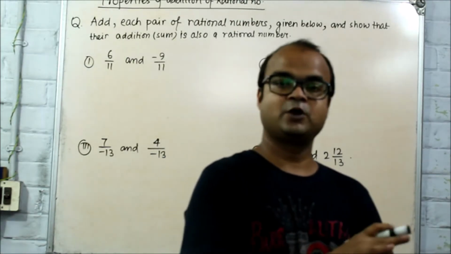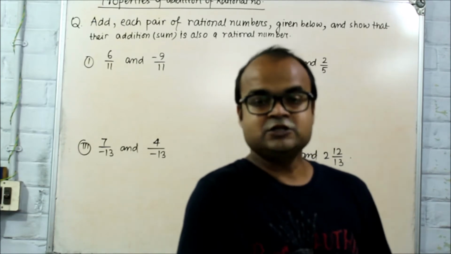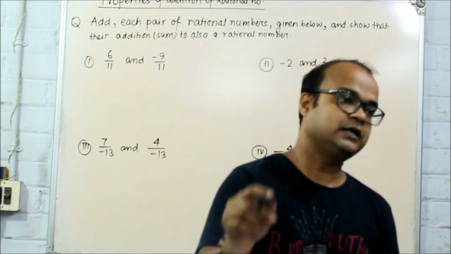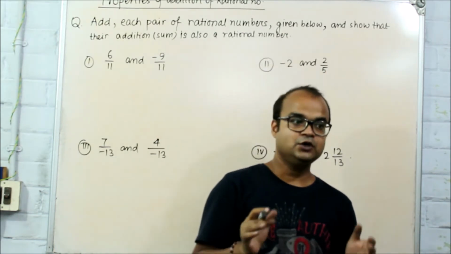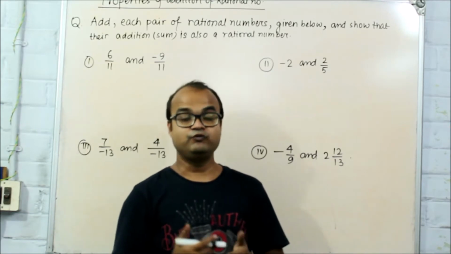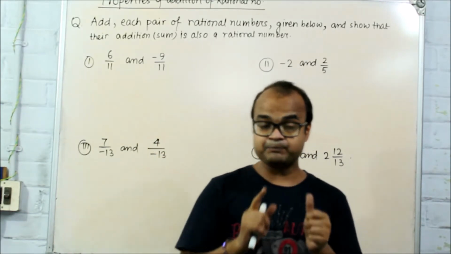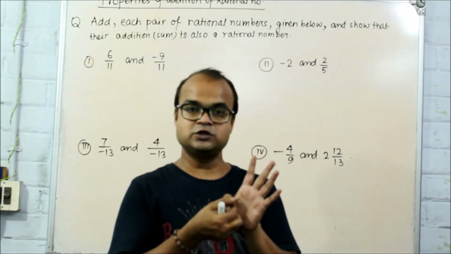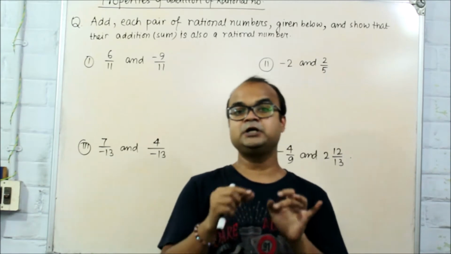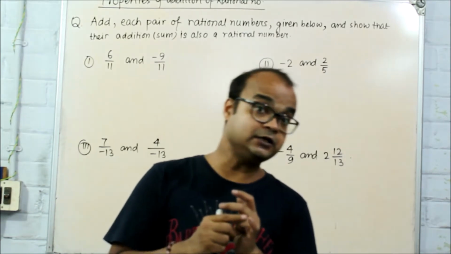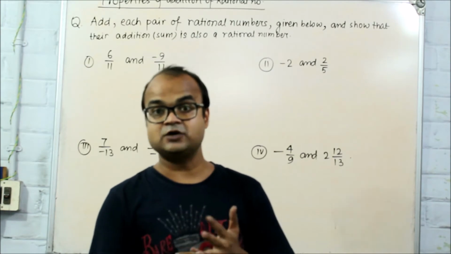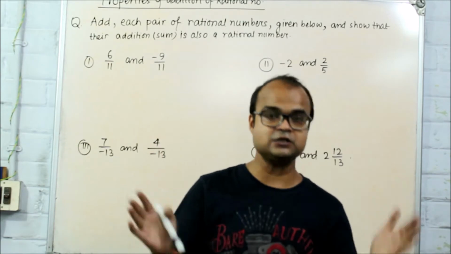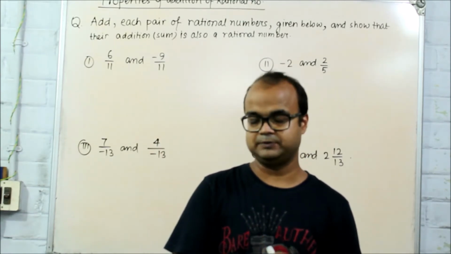Hello everyone, welcome back. In this part, I am going to discuss problems based on rational numbers. One thing you need to remember: while solving the problems, we are going to use appropriate properties of rational numbers. We learned about the closure property, associative property, commutative property, additive identity or existence of identity element, and inverse element. So using these concepts, we are going to solve these problems.